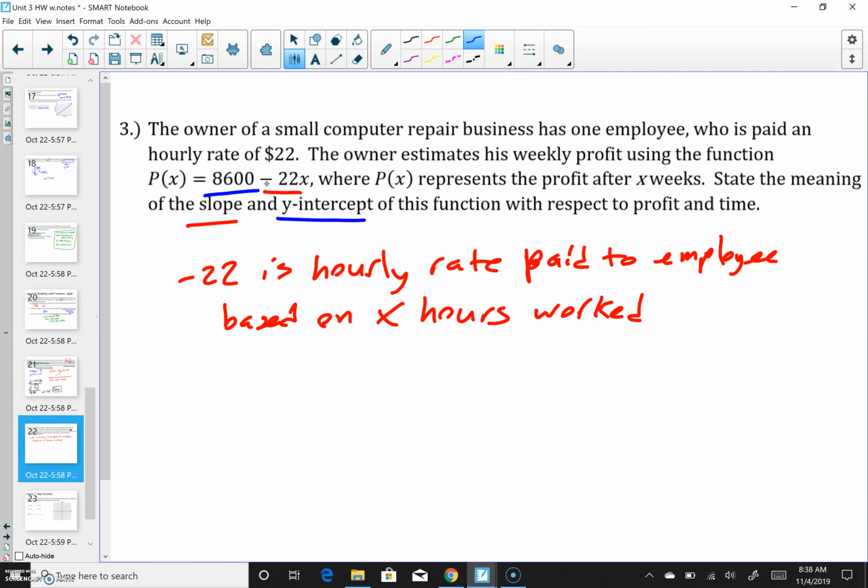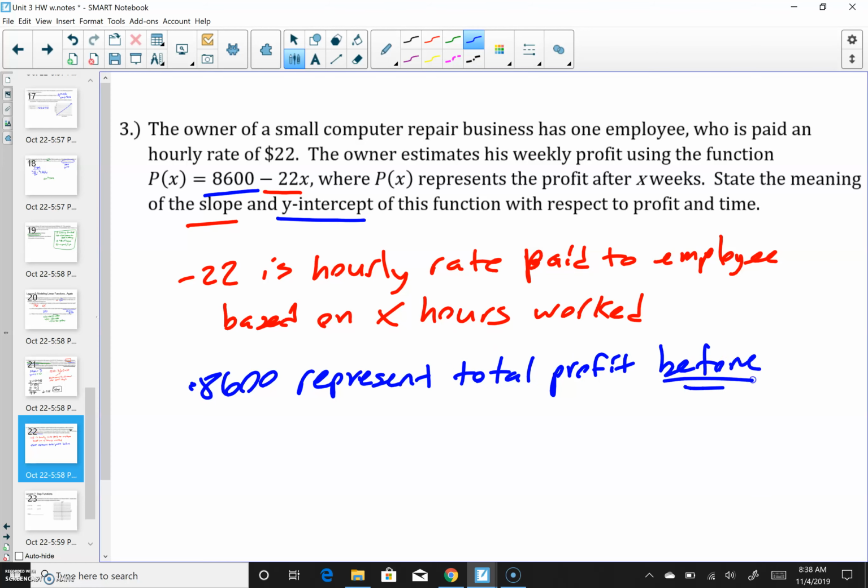And the y-intercept, that's our 8600. So our 8600 is going to represent the total profit before the employee is paid. So it's kind of like our starting or our initial profit before we take out all of our extra expenses, which in this case it's just that employee. So the slope is the 22, that's the hourly rate paid to the employee, and the 8600 represents the total profit before the employee is paid.